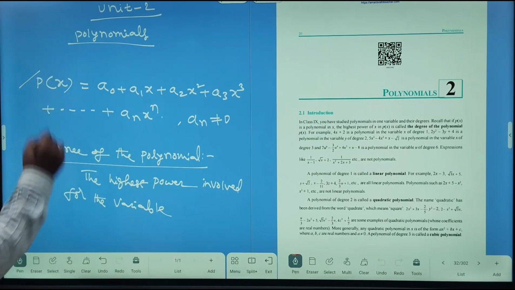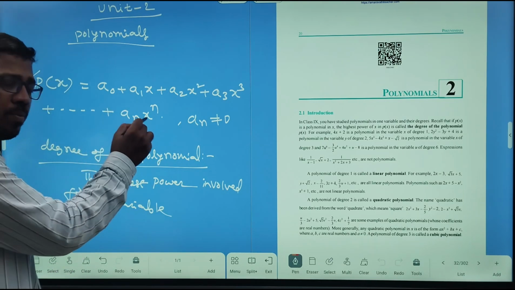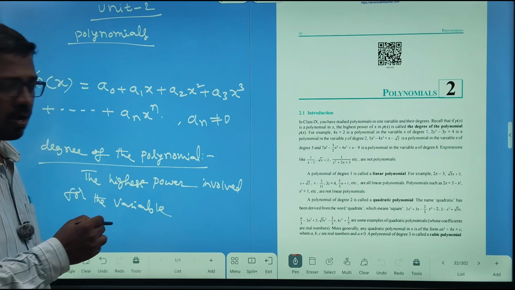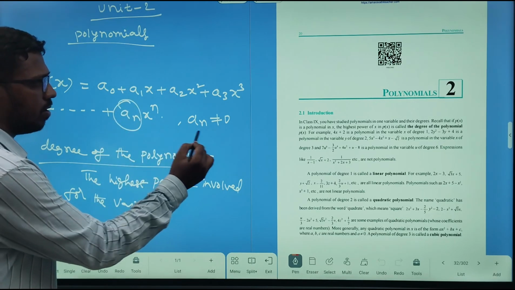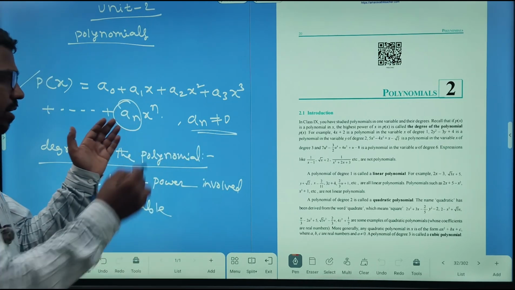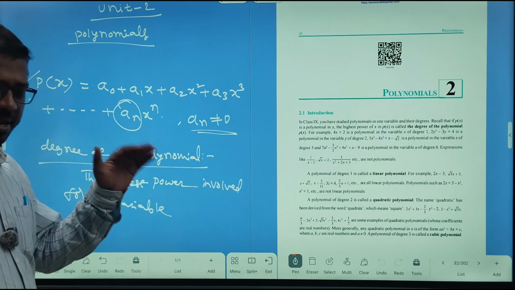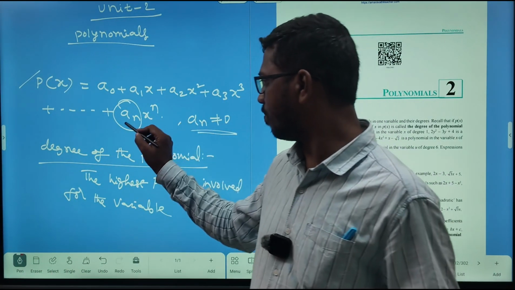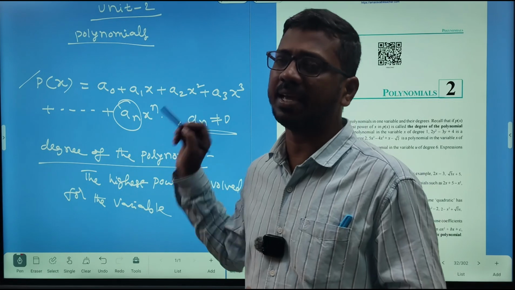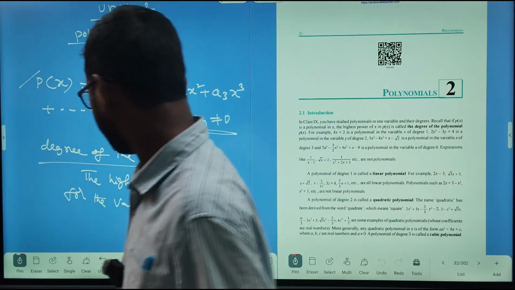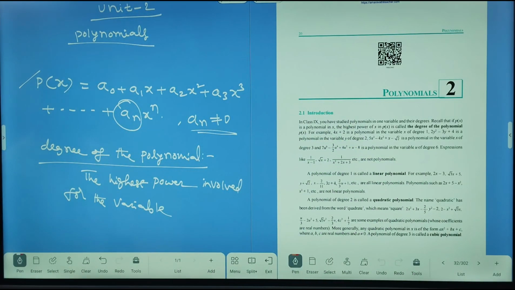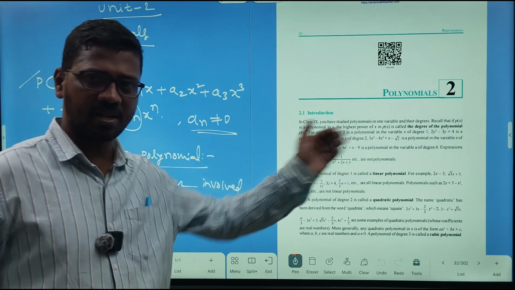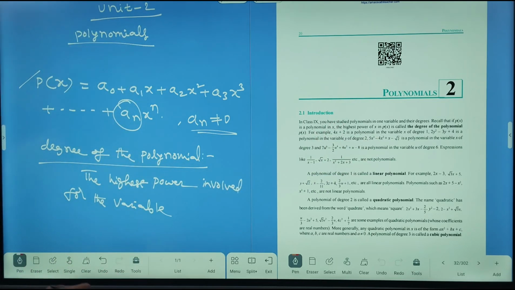Suppose if you take this, n is said to be degree of the polynomial whenever an should be not equal to 0. If an is equal to 0, that term will vanish. Then there is no n. So that is why I am saying that the coefficient should be not equal to 0, if you want to say n is the degree of the polynomial. We will see some examples also. Here also they mentioned in your textbook. Let us see them. I will explain them also.